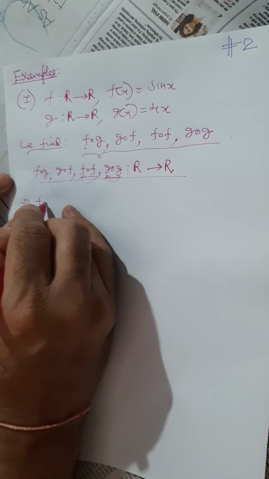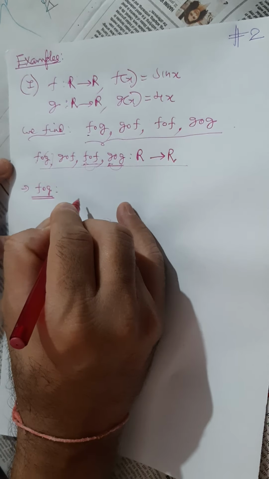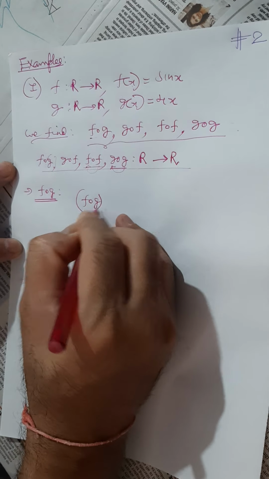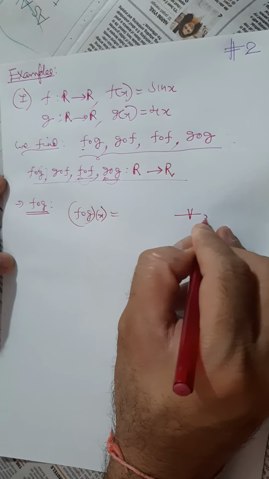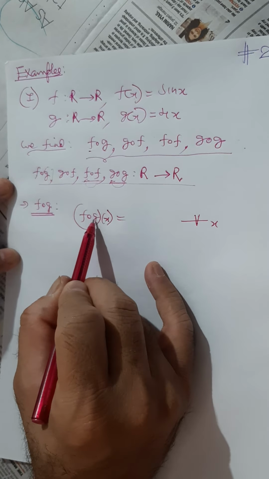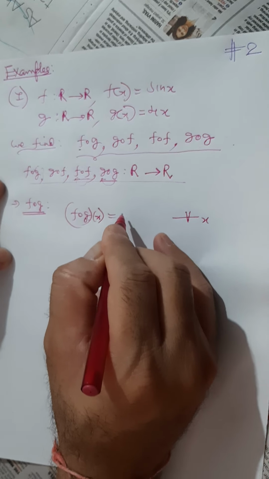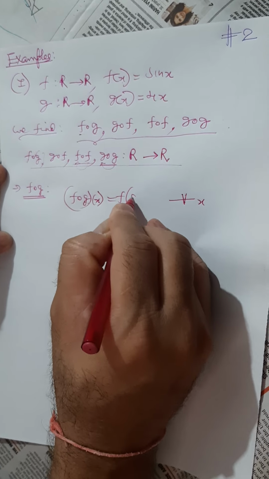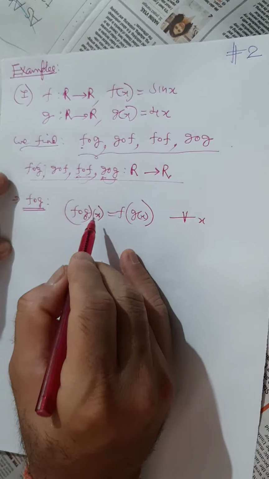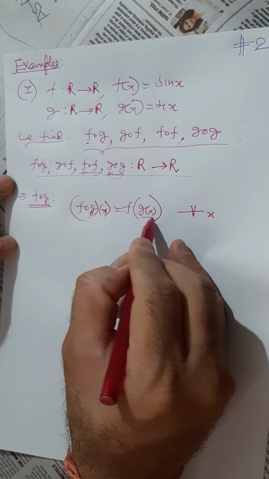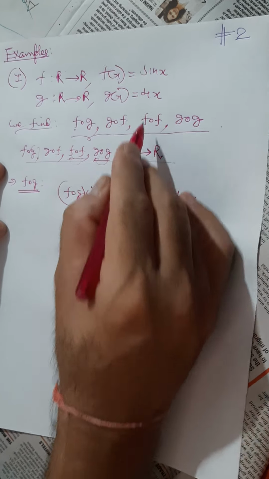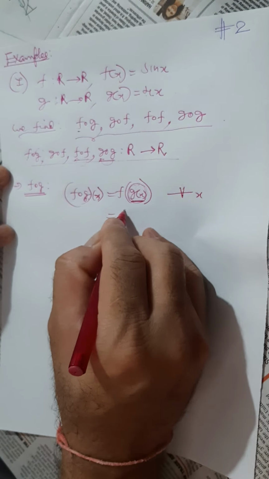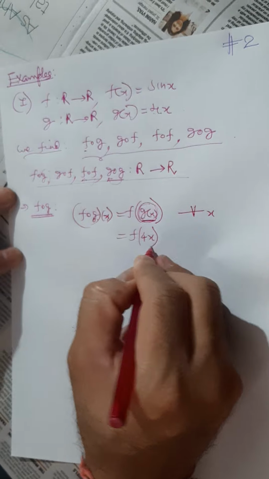So first one, f∘g, we find this. We start with f∘g at x. x is any variable. This is true for every x. So on x, first g is applied, so it's f of g of x. First g and then f. Now you have prepared the formula for g(x). What's the formula for g(x)? It is 4 times x, so it is 4x.